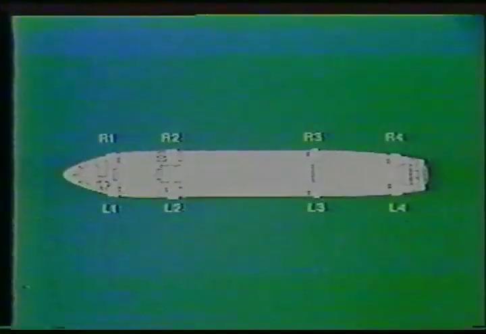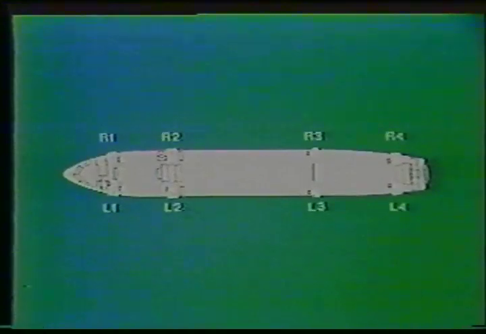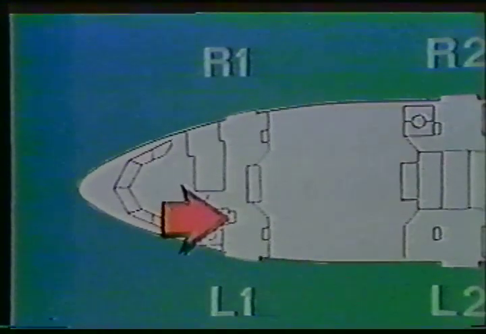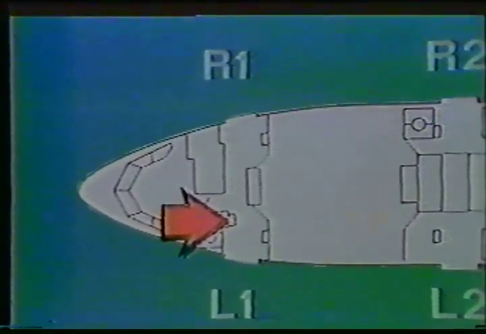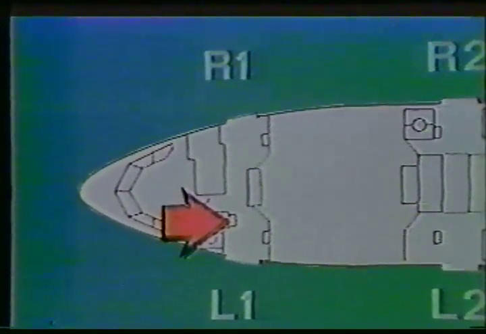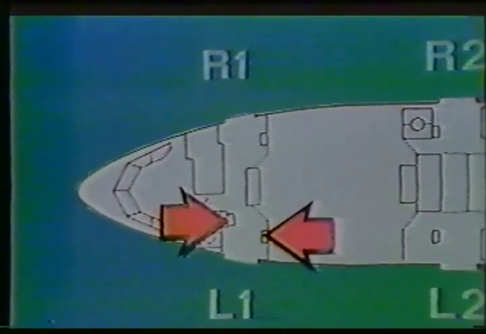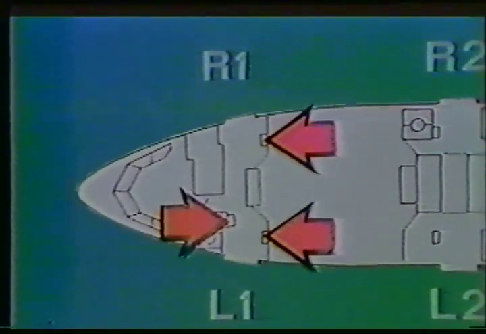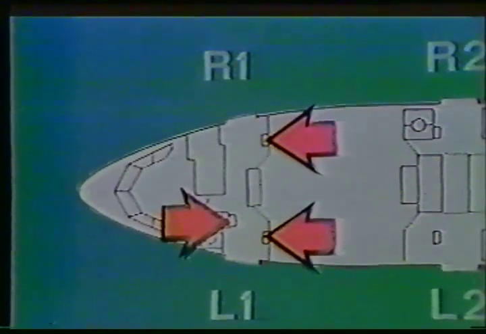This schematic of the A300 highlights each of the exits and jump seat positions. At the L1 door, there are two jump seats. L1A on the forward bulkhead, which faces aft. Directly across from L1A is the L1B jump seat, which faces forward. On the right side of the cabin, the R1 jump seat also faces forward.